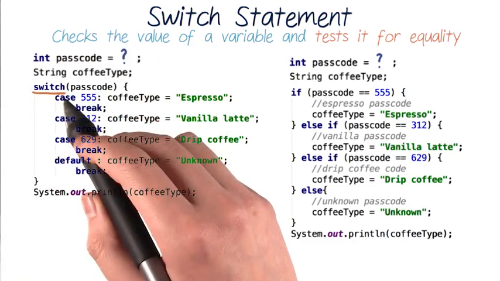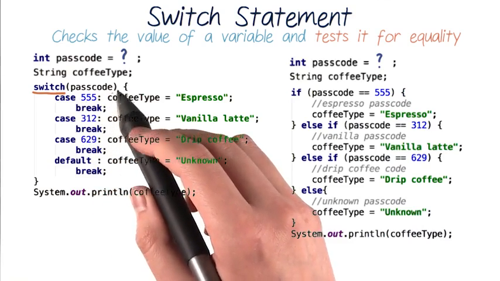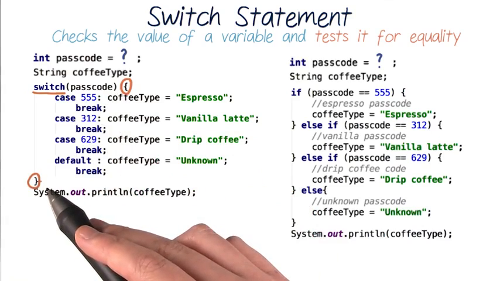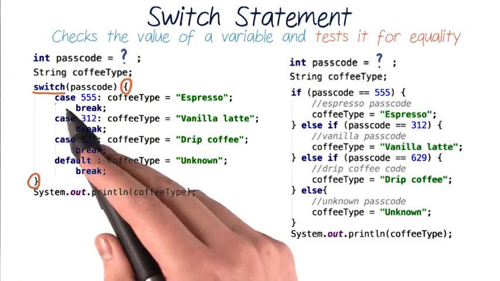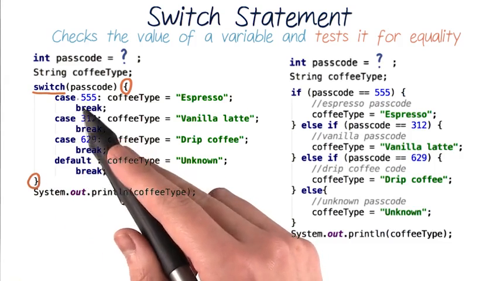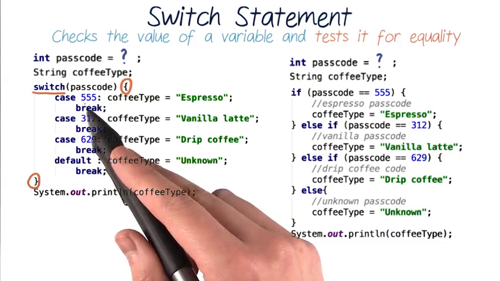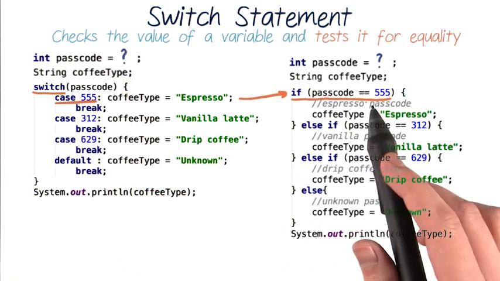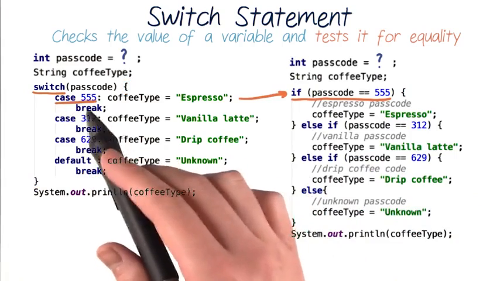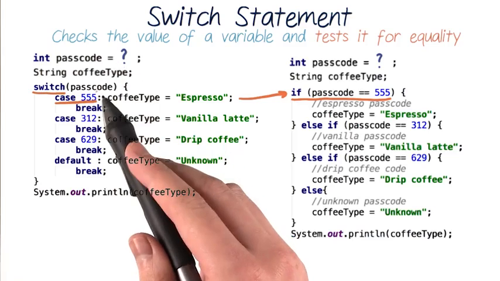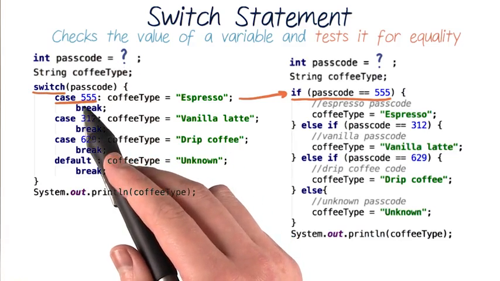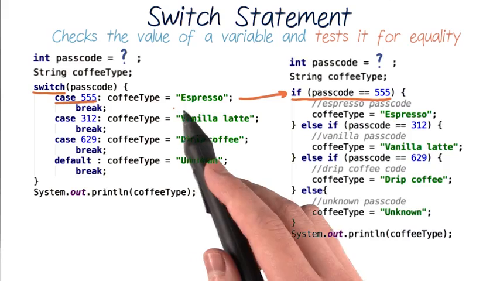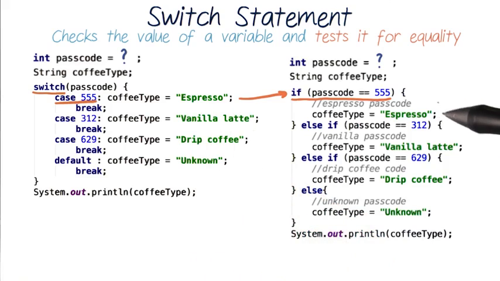It says switch followed by the variable it wants to check for equality surrounded by parentheses. Then it has curly braces that will contain all of our equality checks. And our equality checks are just these specific cases, which here are the specific 3-digit passcodes that our program knows, 555, 312, and 629. Our first if statement here will execute the same code as our case 555 here. The value of our passcode will be checked for equality against the number 555, and if it matches, we'll set our coffeeType string to be equal to espresso. And that's the same thing we did in our first if.